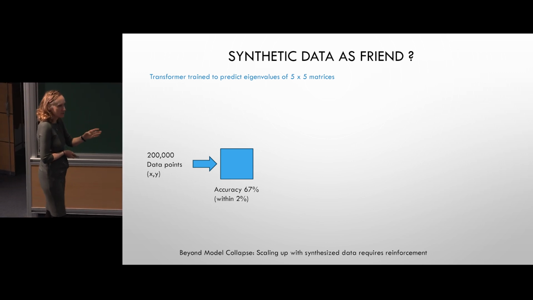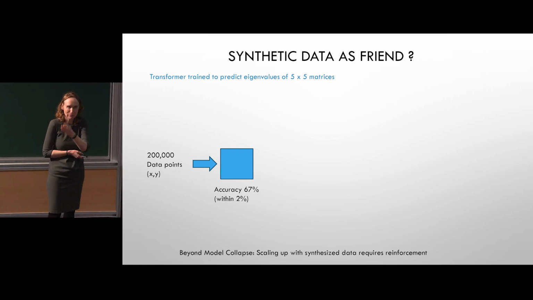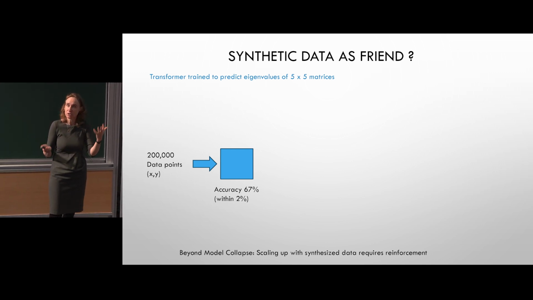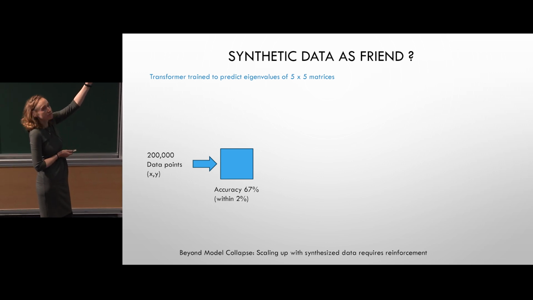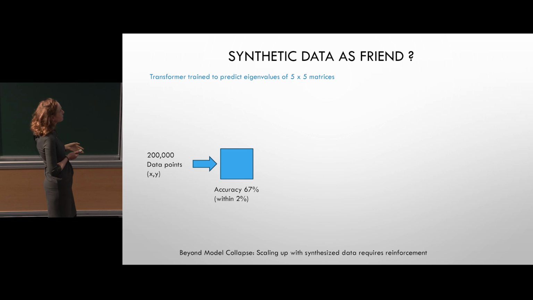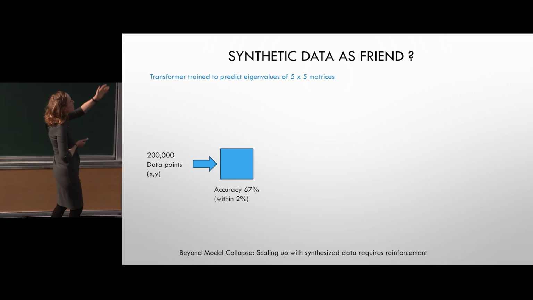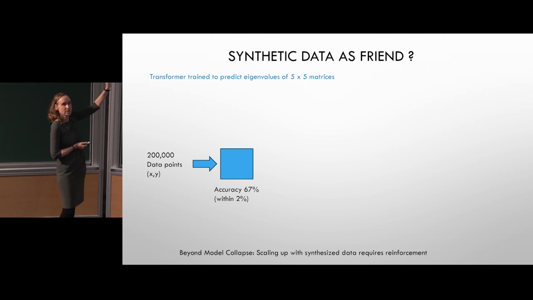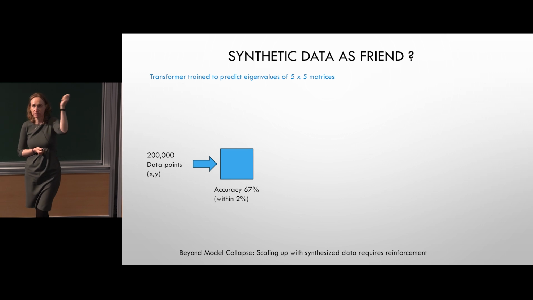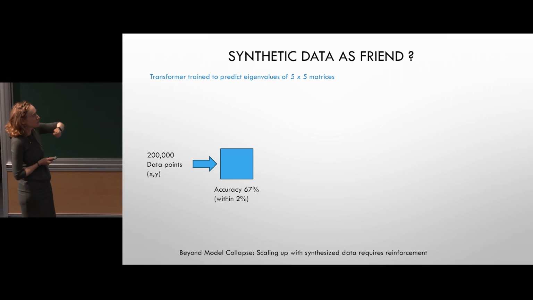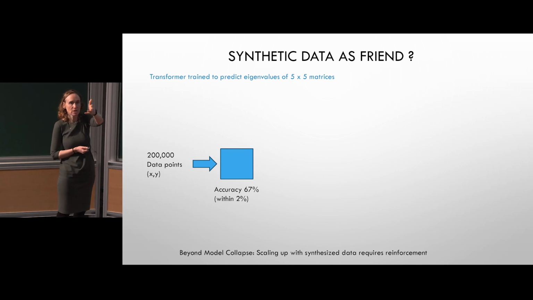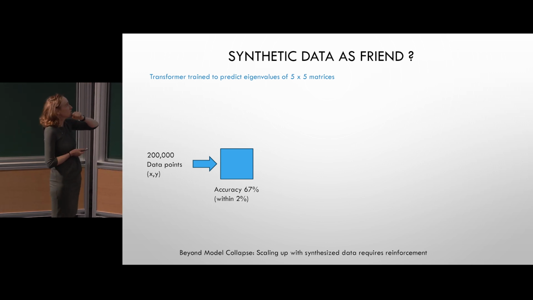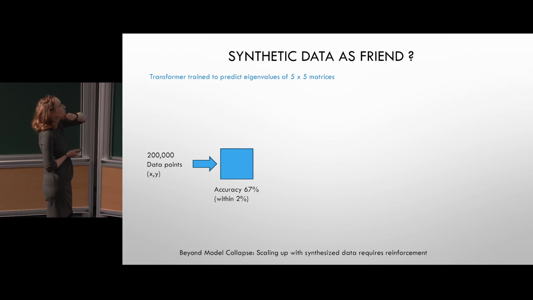Now, admittedly, this is not a hard problem like Lyapunov, but it is something where we can see what a transformer can do. So we did this with a transformer model. We want to predict the 5 eigenvalues of a 5 by 5 matrix generated in this random way. And here's what we did. We trained on 200,000 such data points. X is the matrix, Y is the 5 eigenvalues. And when we train a model on these data points, a 2-layer transformer gets an accuracy of 67%.